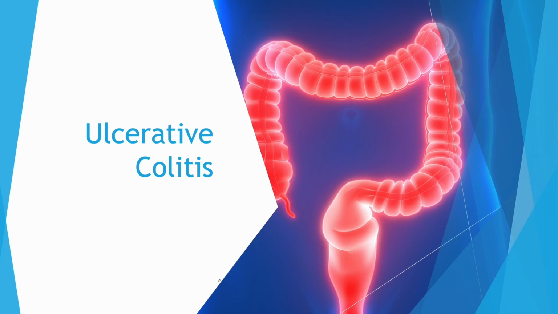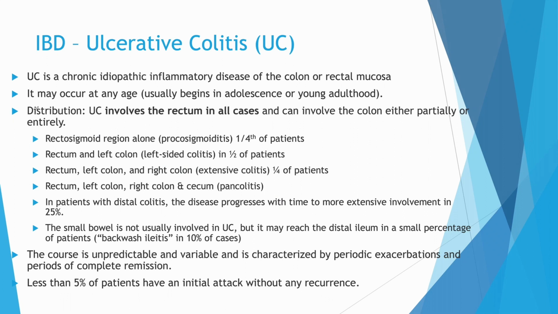Let's talk about ulcerative colitis. Ulcerative colitis, remember, falls under the same umbrella as Crohn's disease, but it is quite different in presentation. Now, in some cases, Crohn's and ulcerative colitis can be very difficult to distinguish from history and physical exam alone, and that is why the other studies are so important in diagnosis. So it's a chronic, idiopathic, generally thought of as autoimmune inflammatory disease of the colon or rectal mucosa. Again, it can occur at any age. We usually think of it as the 20s to 30s, but it can start as young as children and teenagers. Ulcerative colitis always involves the rectum, and it can involve the colon.